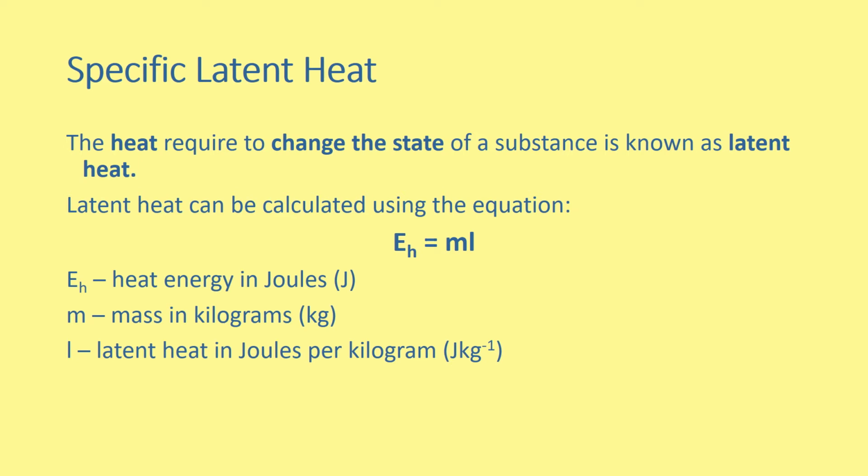Here we have the equation for specific latent heat. You will see that it's a three-variable equation. E_h equals m times L. Heat energy equals mass times specific latent heat. As it's a three-variable equation, you will be able to make it into a triangle.